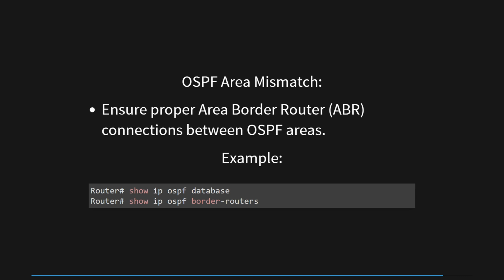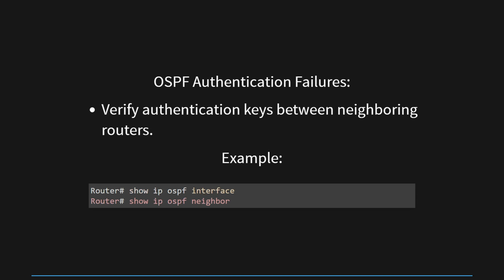In OSPF environments, authentication failures can impede the establishment of OSPF neighbor adjacencies, resulting in communication breakdowns. To resolve such issues, it is crucial to thoroughly verify the authentication settings. Administrators should ensure that the authentication keys match between the neighboring routers. Mismatches in authentication keys will prevent the routers from authenticating each other, leading to failed neighbor adjacencies.